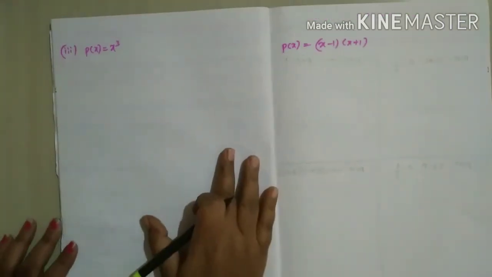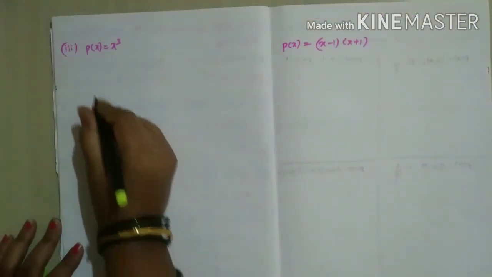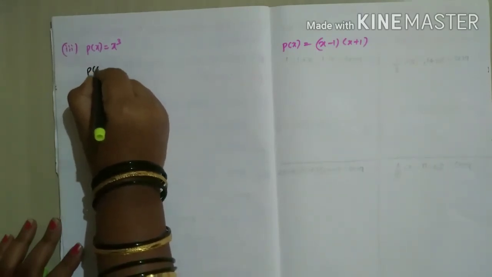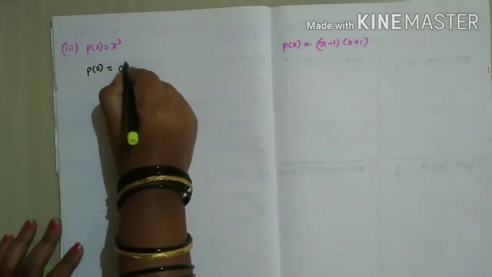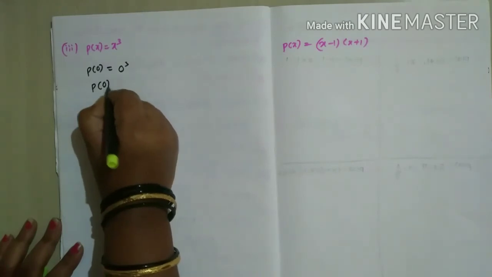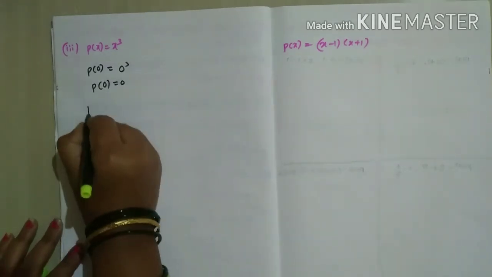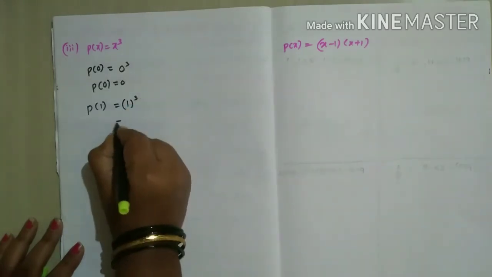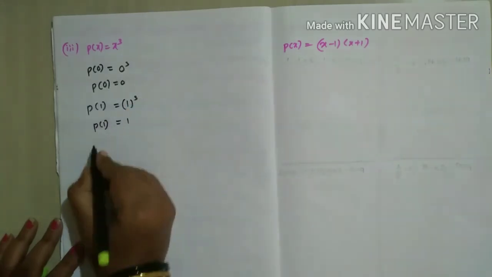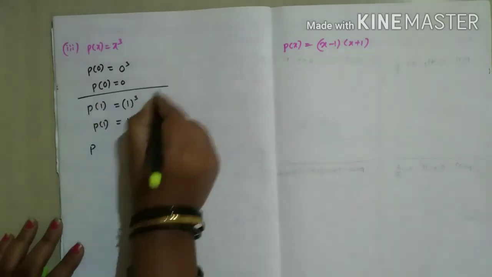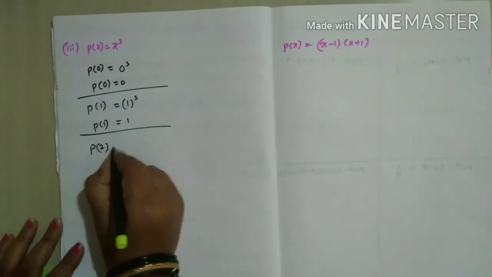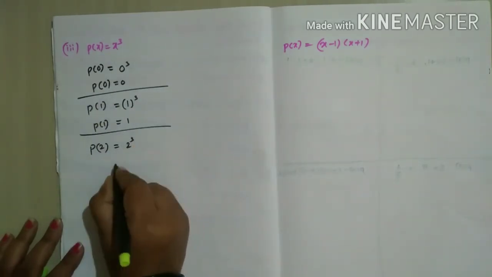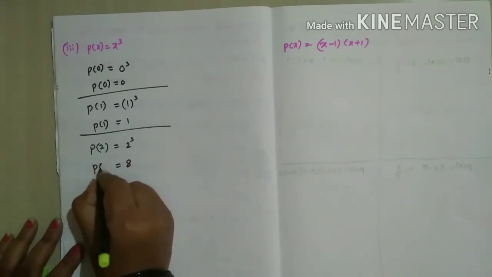Now the third one is P of x equal to x cube. Now we should find P of 0 first. P of 0 is equal to 0 cube. So it will become 0 only. Now P of 1 is equal to 1 cube will become 1 only. Next P of 2. So it will become 2 cube. So it will become 8, P of 2.